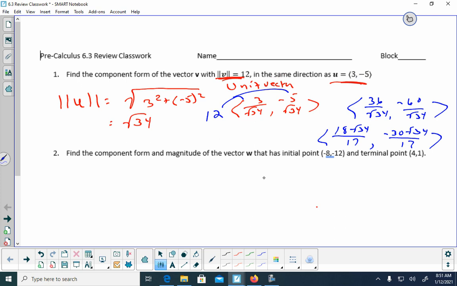The next one, find the component form and magnitude of the vector that has an initial point of -8, -12, and a terminal point of 4, 1.